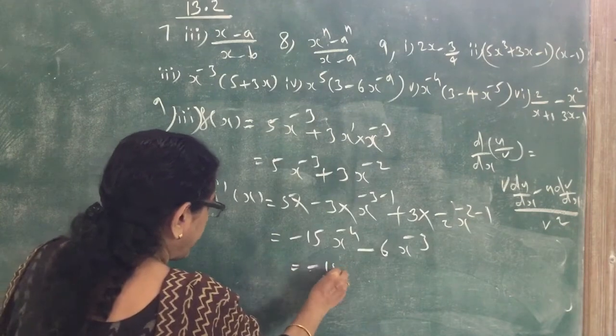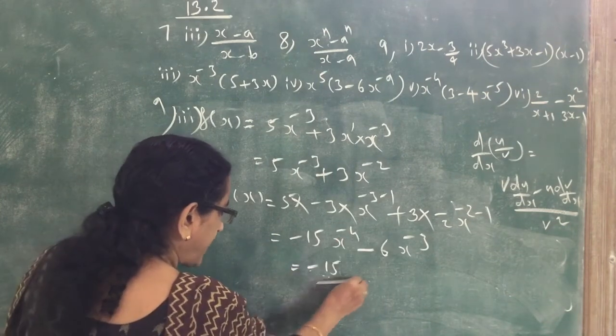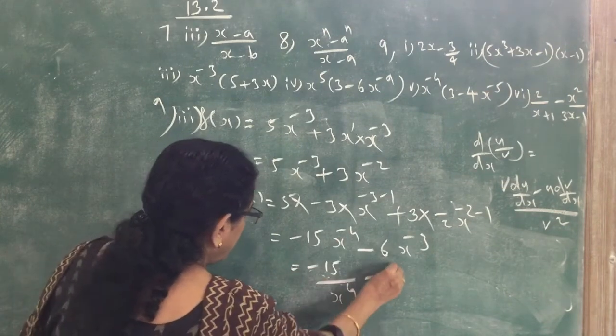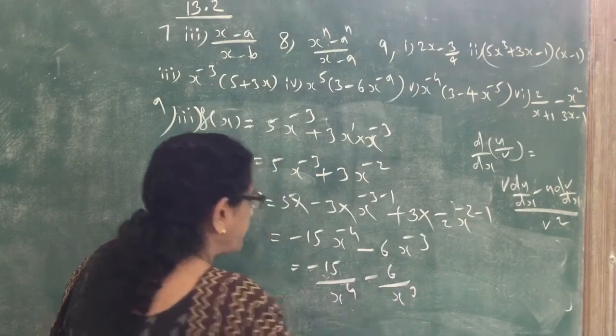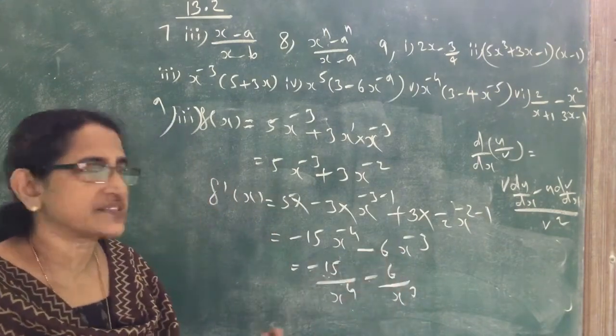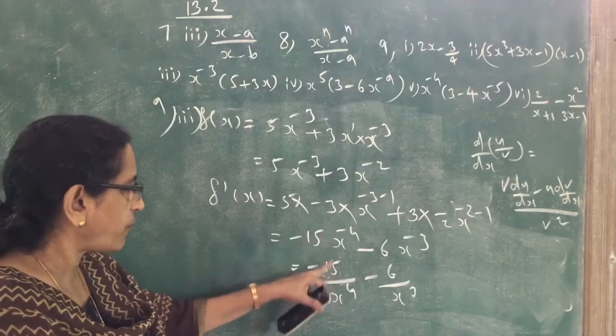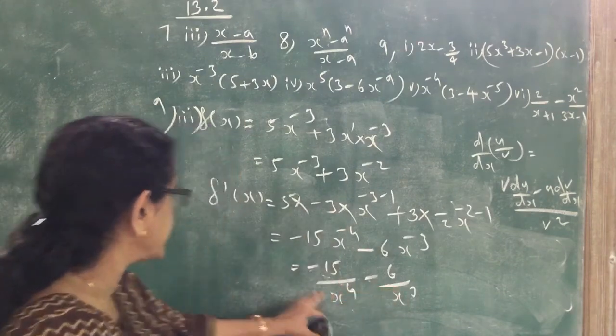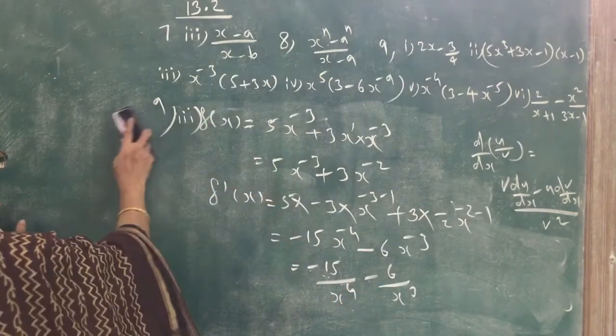That we can write: x raised to minus 4 is the same as 1 by x raised to 4. Minus 6 by x raised to 3. X raised to minus 3 is 1 by x raised to 3, and x raised to minus 4 is 1 by x raised to 4. So that is the answer. Now, fourth one.